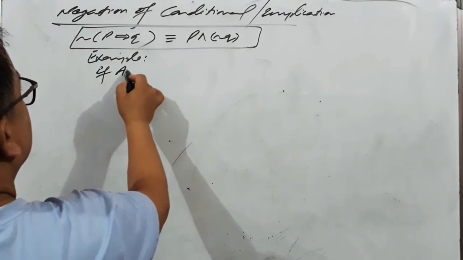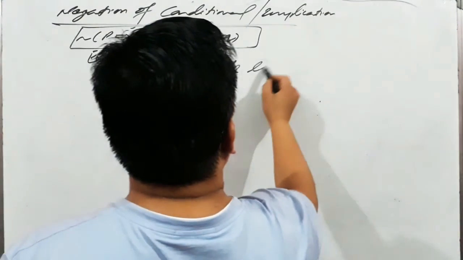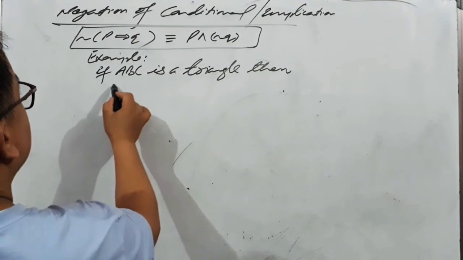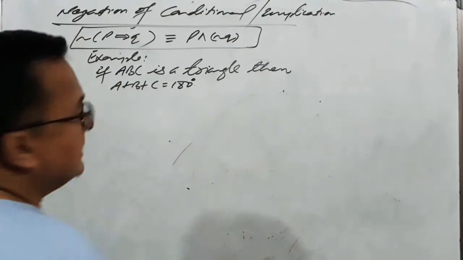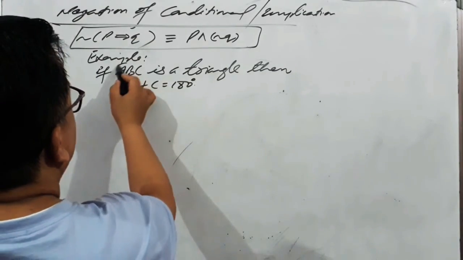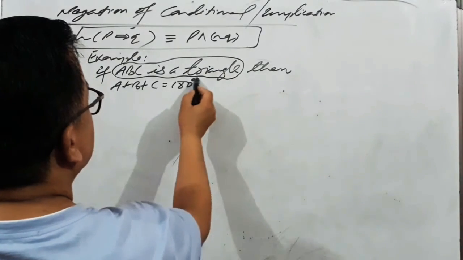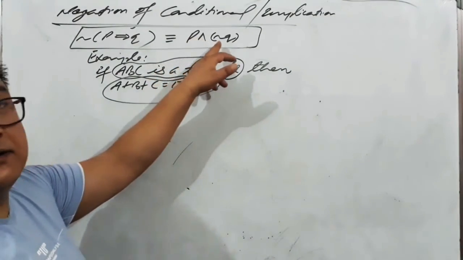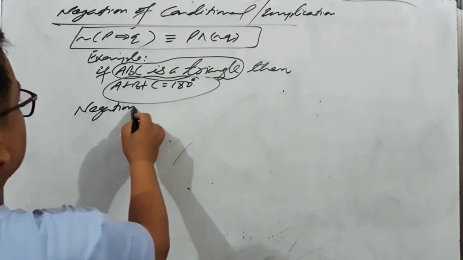If ABC is a triangle, then A plus B plus C equals 180 degrees. You may take any example. This is a conditional statement, and this one is P, and this one is Q, and you need to follow this formula: P and negation Q. So what will be the negation of this statement?